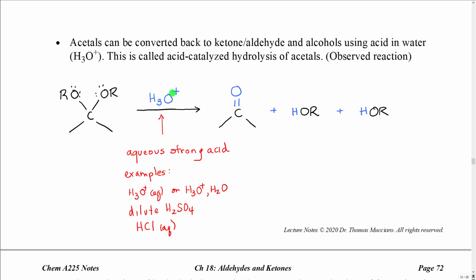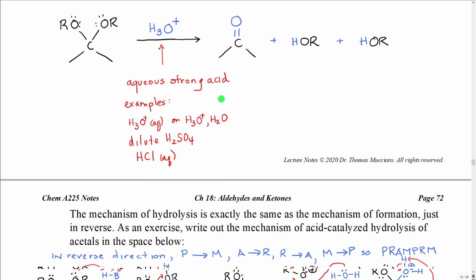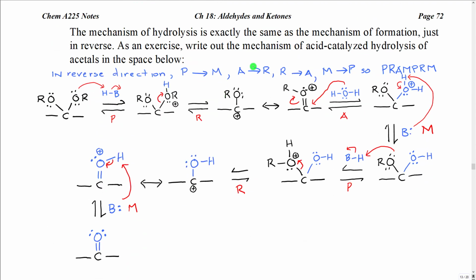What we would observe then is the two alkoxy groups would break off and become protonated, so they'd become alcohols again, and then this oxygen actually would become the oxygen of the carbonyl. The mechanism of this is the exact same as the mechanism of the acetal formation, just in reverse. So in the reverse direction, a protonate becomes a make stable step. An add step becomes a remove step.